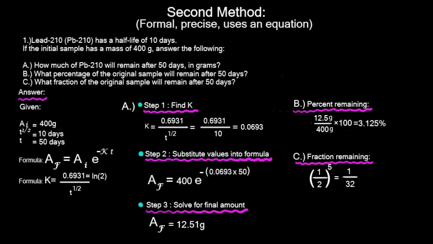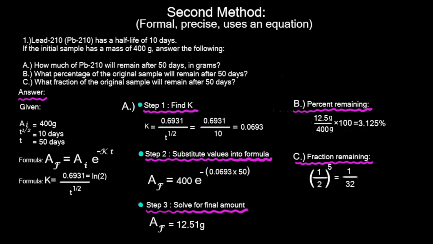Now for step number 3, let's solve the equation. When we plug everything into the calculation, we get a final amount of 12.52 grams. So after 50 days, the amount of substance remaining is about 12.5 grams. This matches very closely with the value we obtained earlier using the intuitive method.